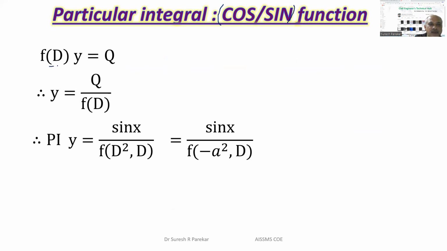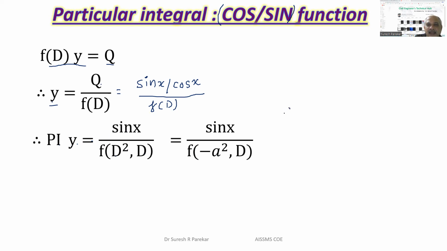Now we have f of D equal to Q. From this we have already seen y equal to Q upon f of D. Now for particular integral, if Q is sine x, or cos x, then we have sine x upon f of D. For this, the particular integral y is equal to sine x upon f of D square comma D. And in D square we have to put minus a square.